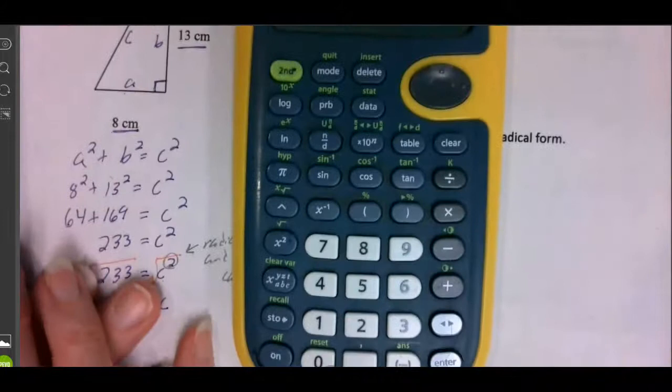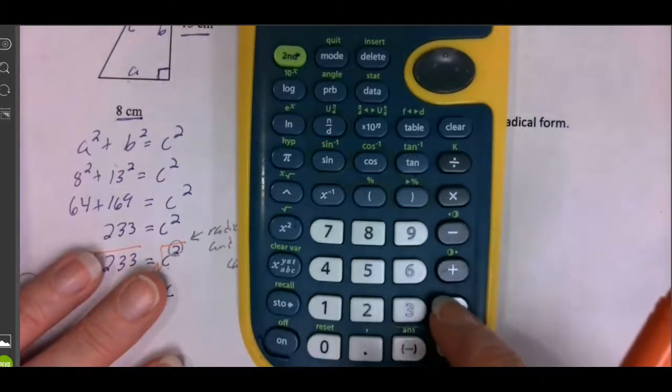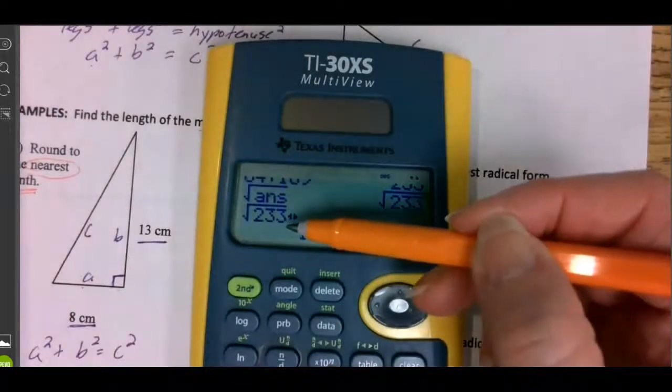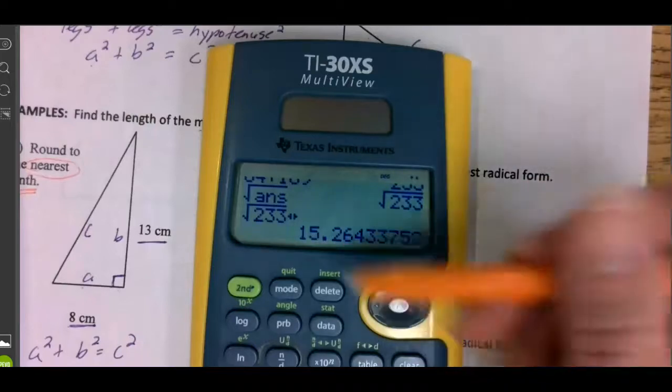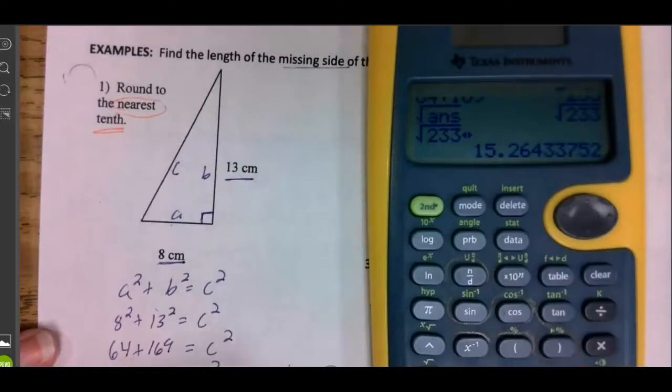So I learned another key. I've been wondering what this key does. If you push it, look what happens. We get a decimal. It tells us what the decimal equivalent or approximation would be, 15.264 blah blah blah blah. So now I'm going to write that down.